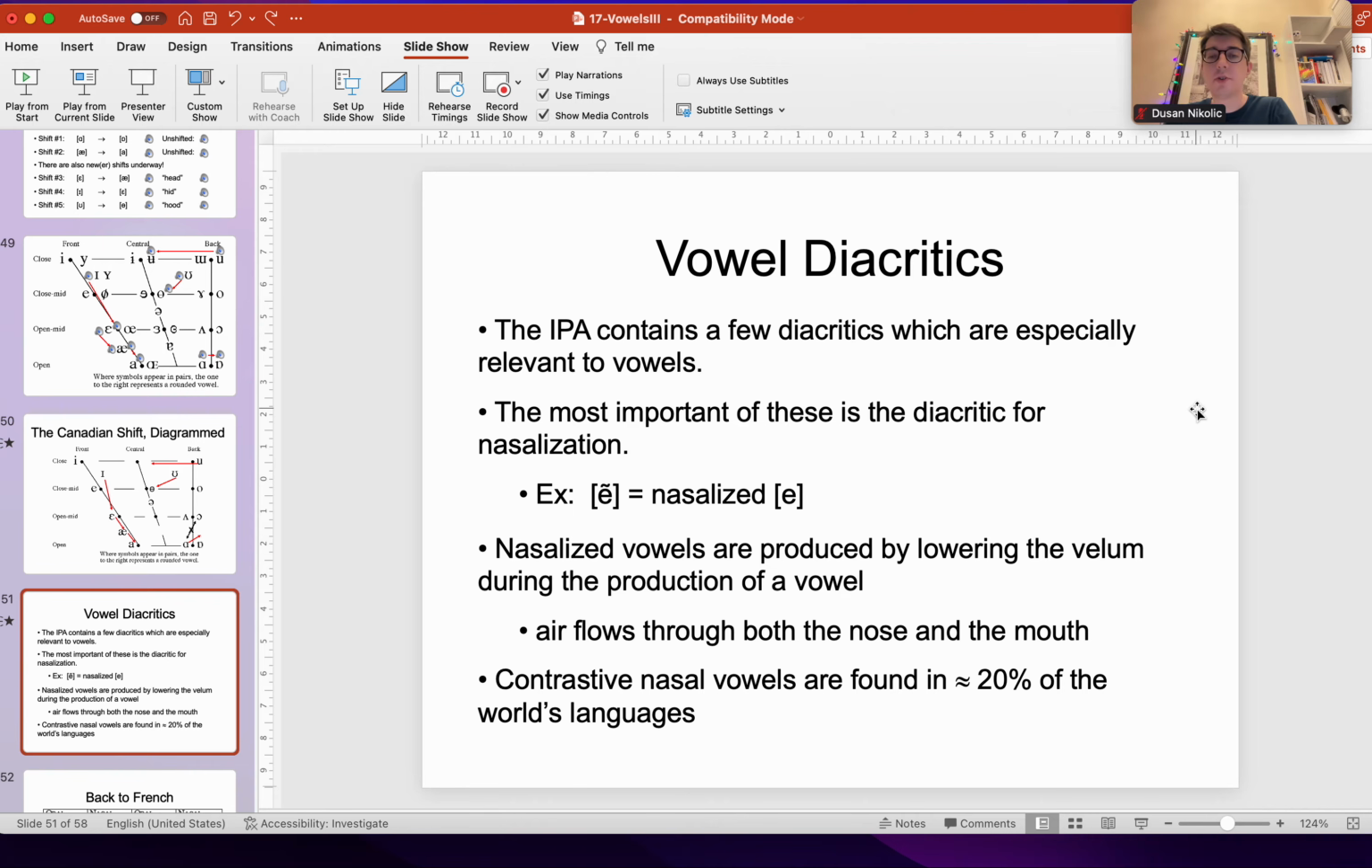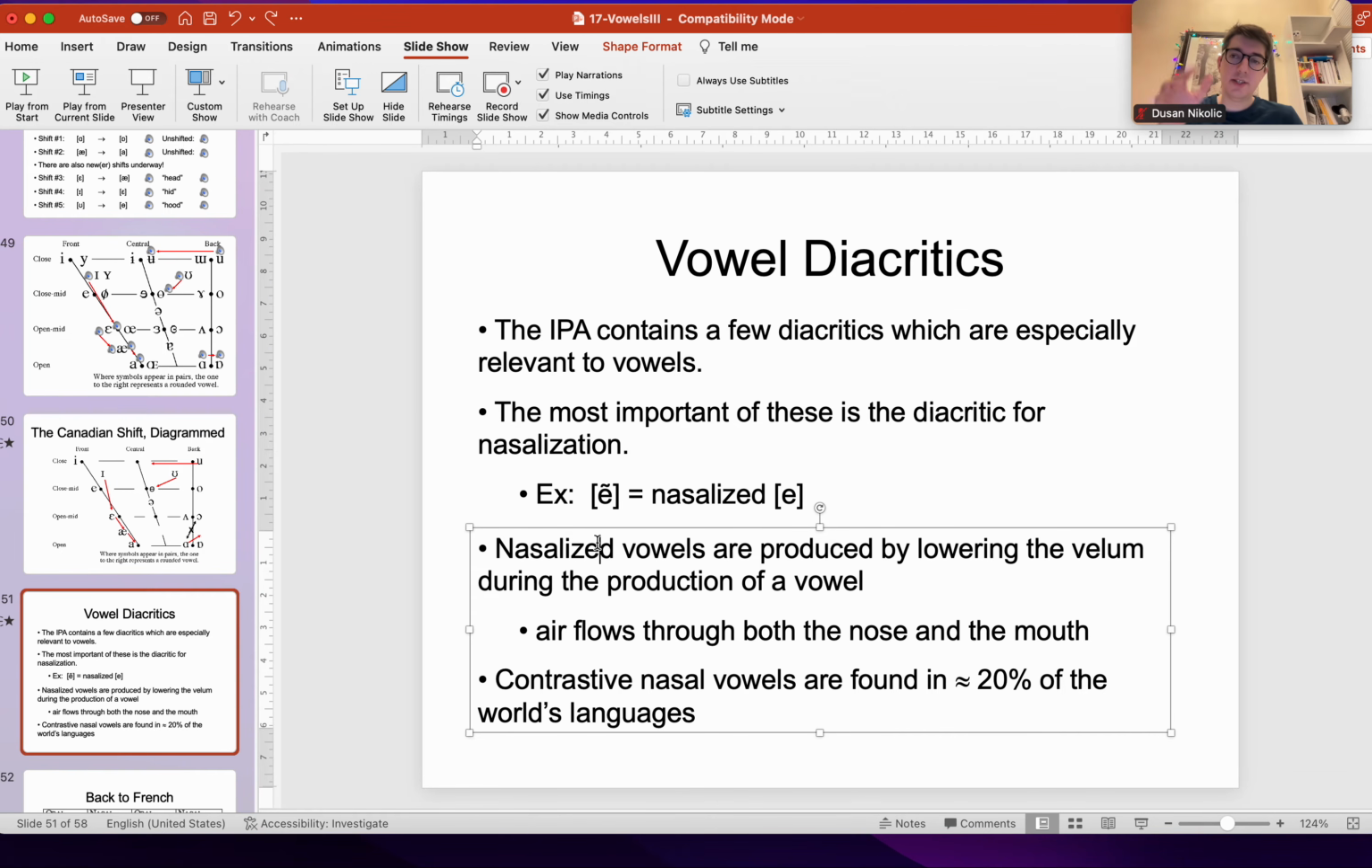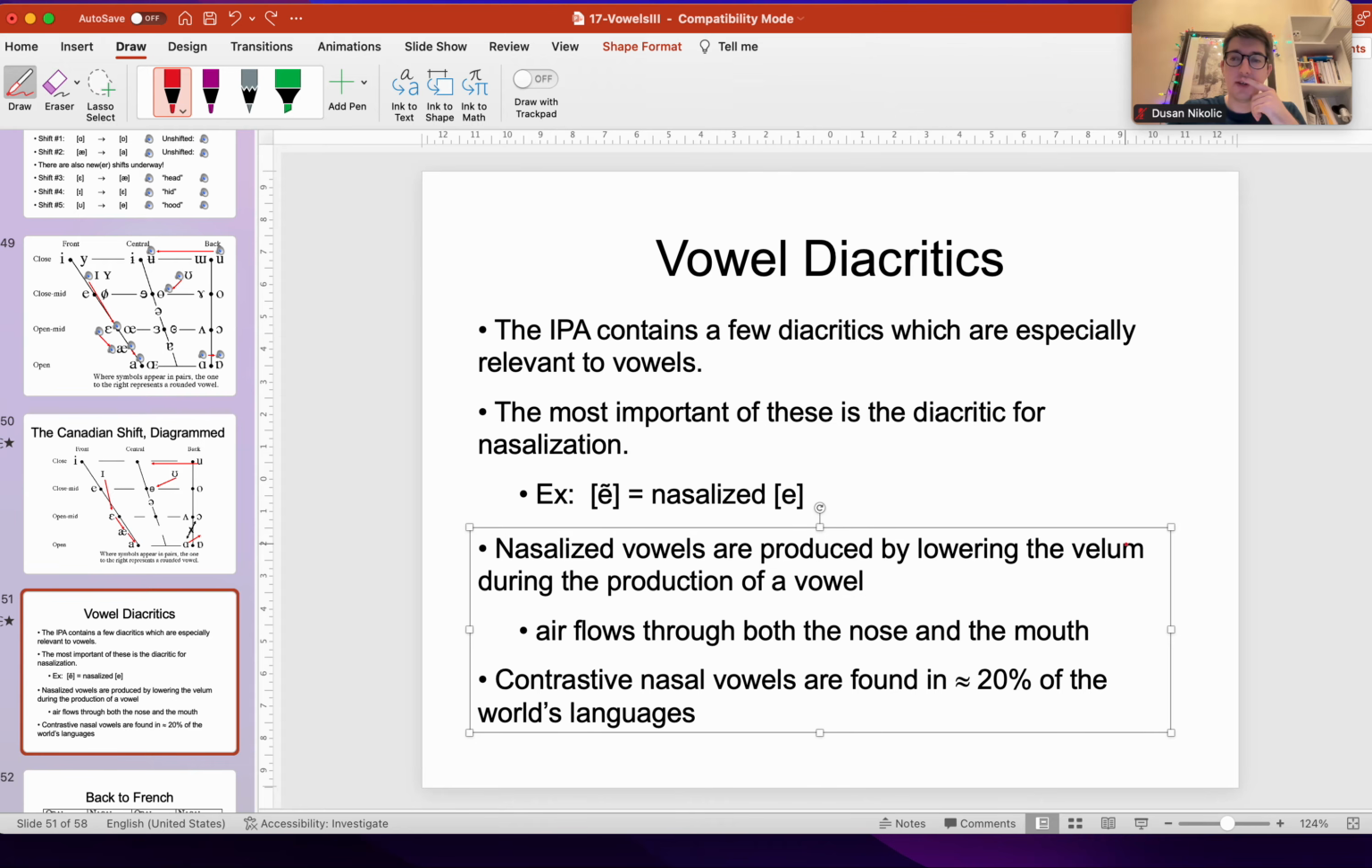The most important of these is the diacritic for nasalization, and we've used it many times in our transcriptions. But in English, there are no nasalized vowels that are contrastive in the language. So we don't have a vowel phoneme that would be nasal. In other languages, there are such nasalized vowels. Nasalized vowels are produced by lowering the velum, and we drew that so many times, right?